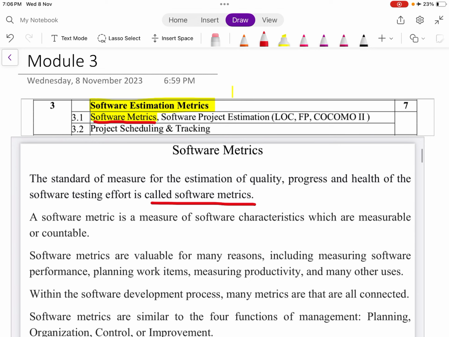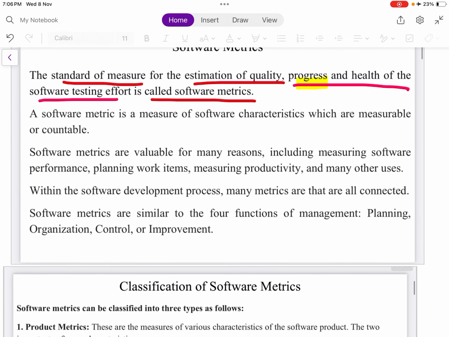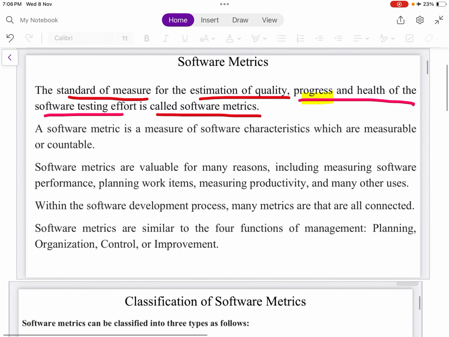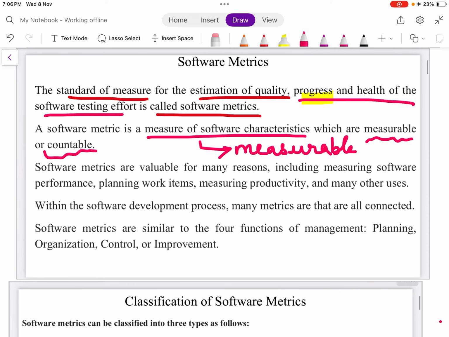So the standard of measure for the estimation of quality, then for progress and health of software testing effort is called software metrics. A software metric is a measure of software characteristics which are measurable or countable. So the characteristics are either measurable or they are countable.